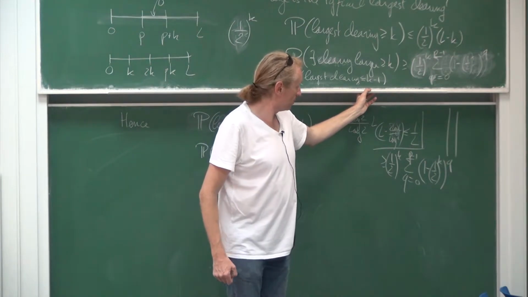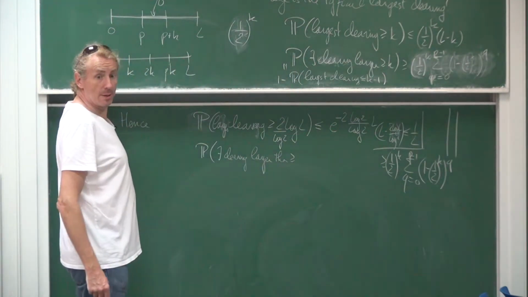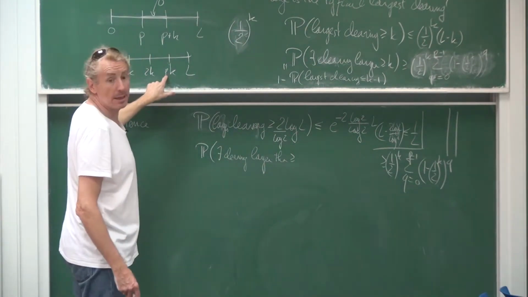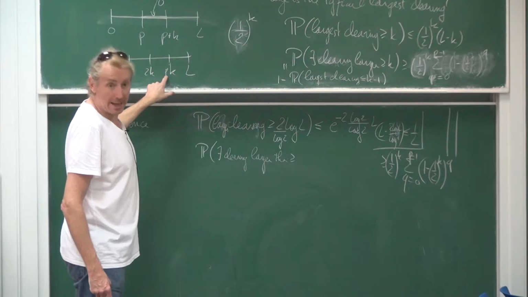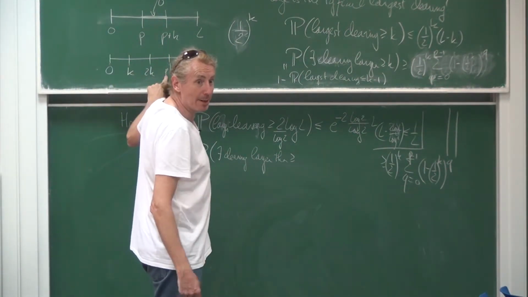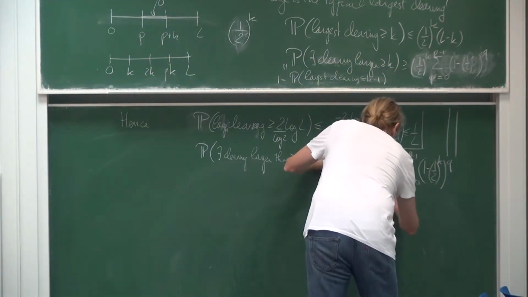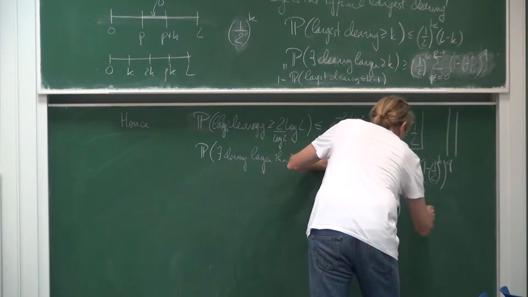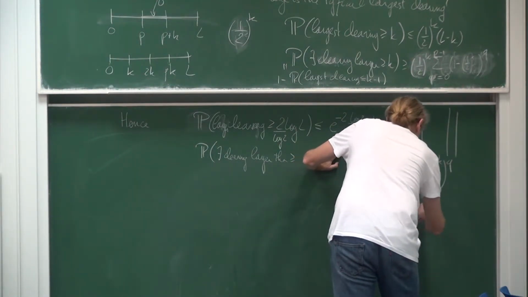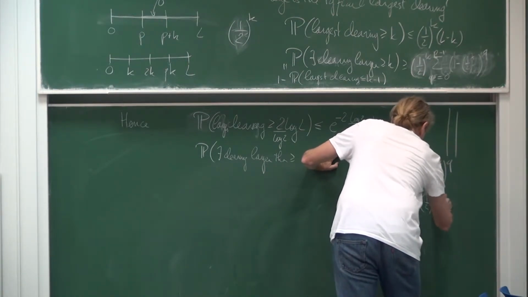Why p minus 1? Because you only go up to this one. P is essentially L divided by k, maybe L divided by k minus 1, or the integer part of L divided by k, right? And so this is 1/2 to the k, and I get 1 minus 1/2 to the k.